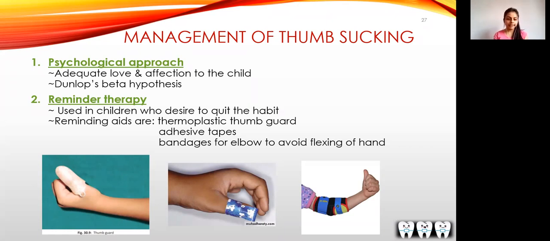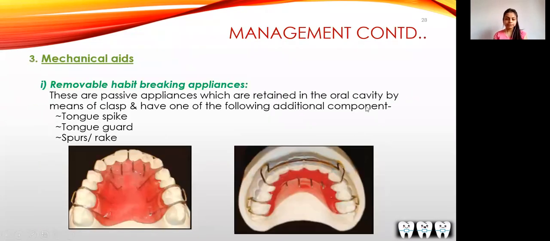Next is the reminder therapy. It is used in children who desire to quit the habit by themselves. The reminding aids are the thermoplastic thumb guard, as seen in the first figure, adhesive tapes in the second figure, and in the third, bandages for the elbow to avoid flexing of the hand.